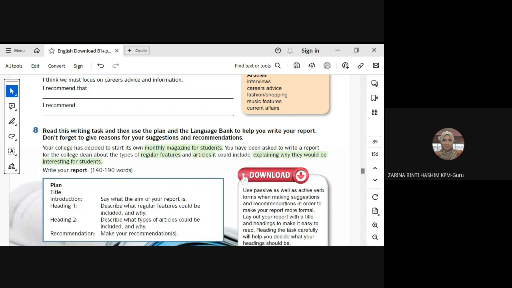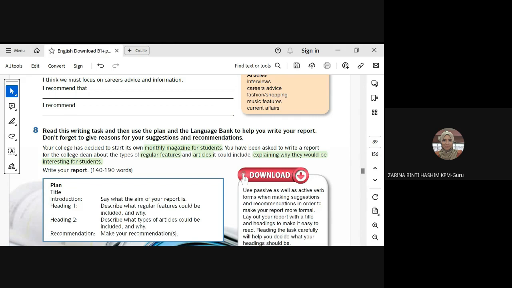You must start with the capital letter. Report on the monthly magazine for students. So here we are looking at the sample question for a report on page 93, I guess. So the title, again, for report, you must write the title. So the title could be report on the monthly magazine for students.